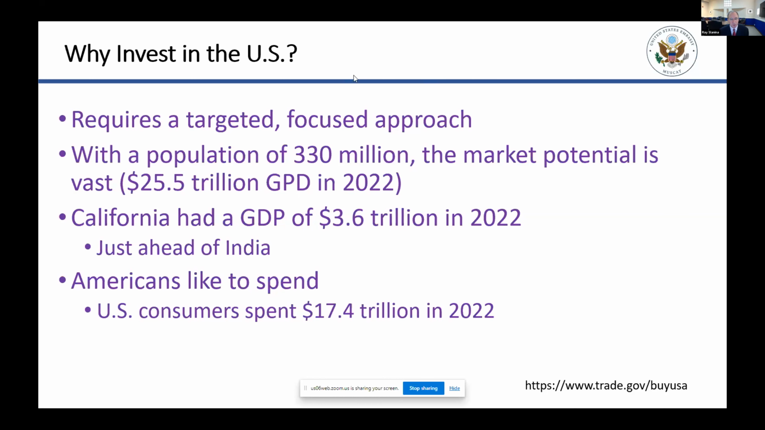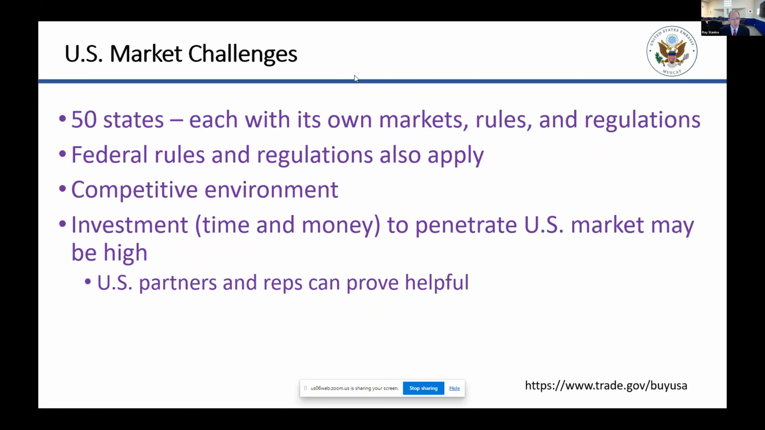And Americans like to spend money. We're highly consumer spending oriented. And in 2022, we spent over $17 trillion on consumer goods. Once we get the iPhone 13, we need to go up to the 14. And that's what we like to do.